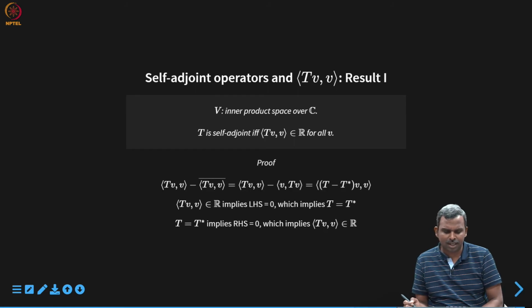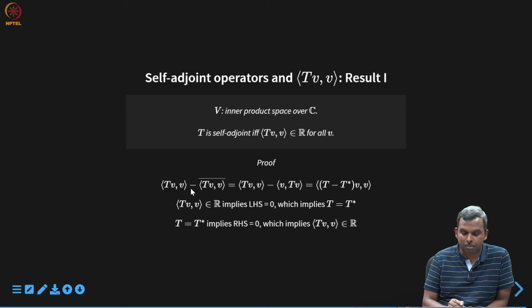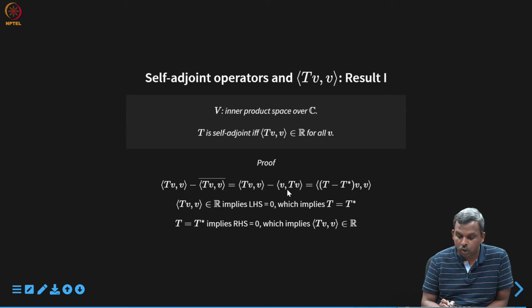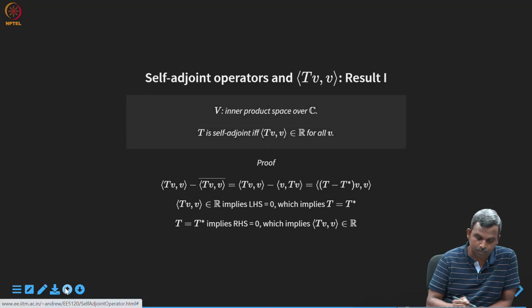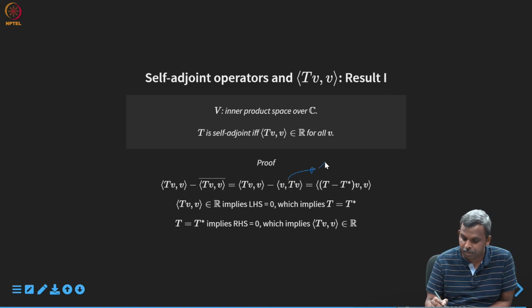So that's an interesting result, and the proof is sort of similar to what we did before. You look at ⟨Tv, v⟩ minus the conjugate of ⟨Tv, v⟩. Notice that the conjugate of ⟨Tv, v⟩ becomes ⟨v, Tv⟩, so this is just the definition of inner product. And now what do I know about ⟨v, Tv⟩? ⟨v, Tv⟩ is the same as ⟨T*v, v⟩.